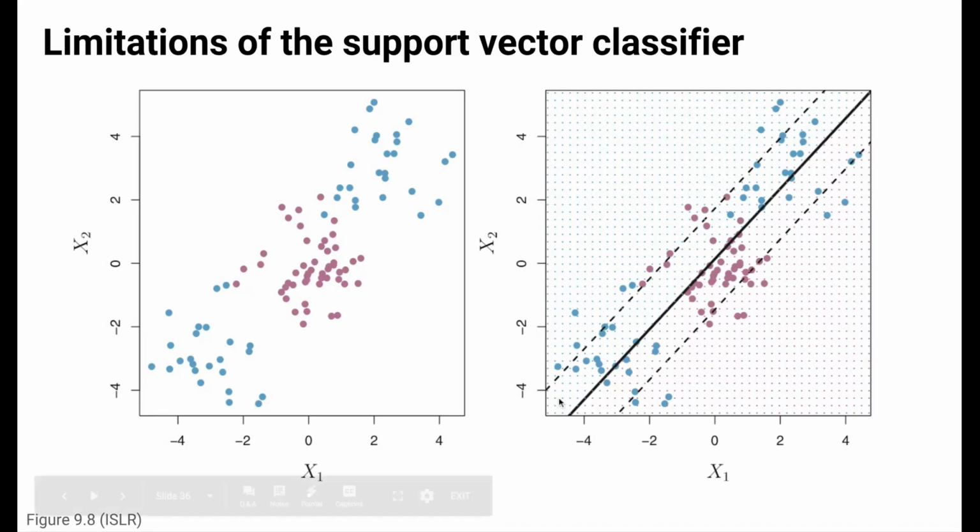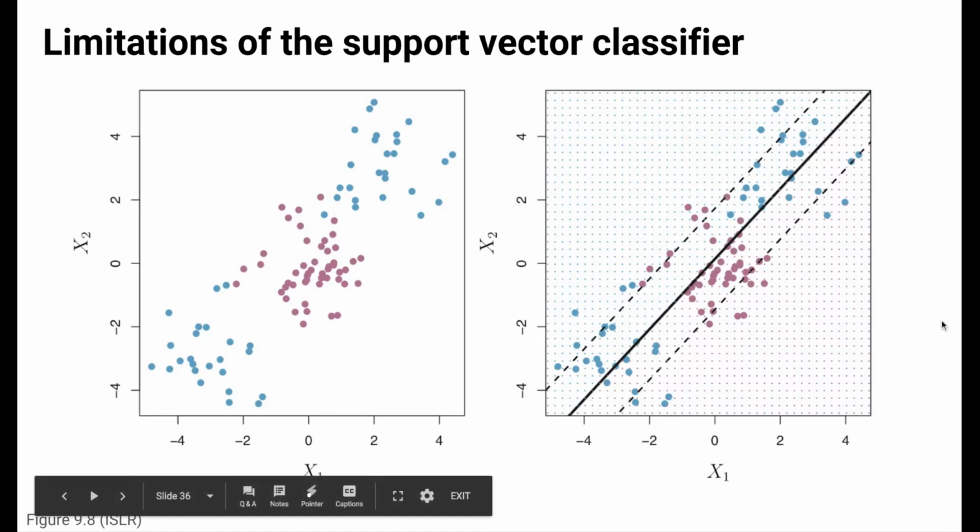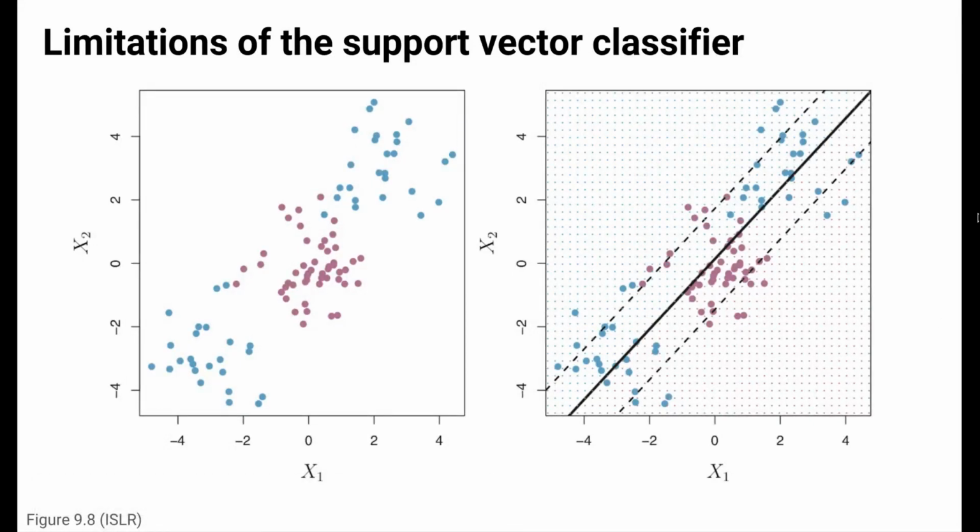In fact, the hyperplane that gets estimated in the support vector classifier is shown on the right with the solid black line, and the margin is shown with the dashed lines. We see that this decision boundary doesn't at all separate the blue and purple classes. So what we'll need is some nonlinear transformations to help us.